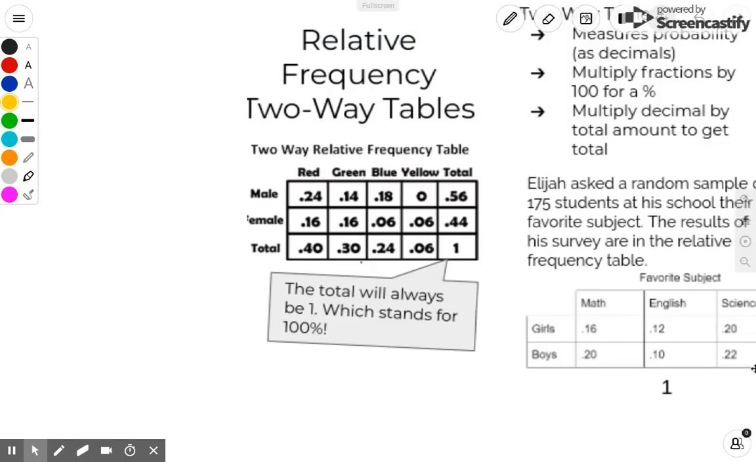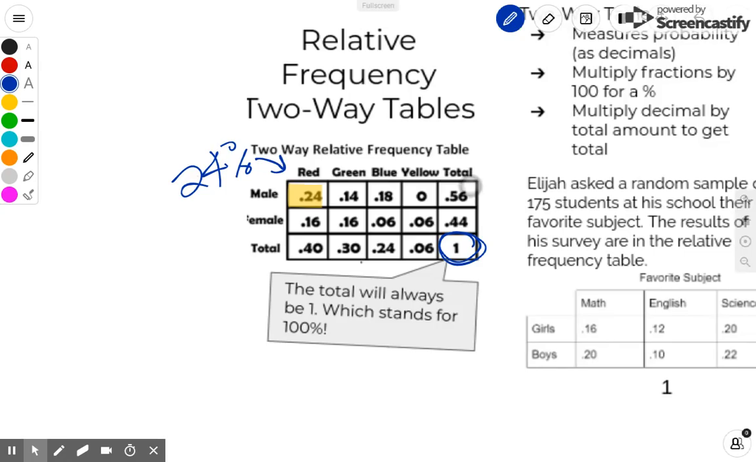Learning target for this video is to analyze two-way tables using relative frequency. What a relative frequency means is that instead of having numbers in our two-way table, we have percentages. So this isn't 0.24 of a person, that 0.24 is 24%, okay? And the big part of this is generally the relative frequency two-way tables total to 100% or 1.